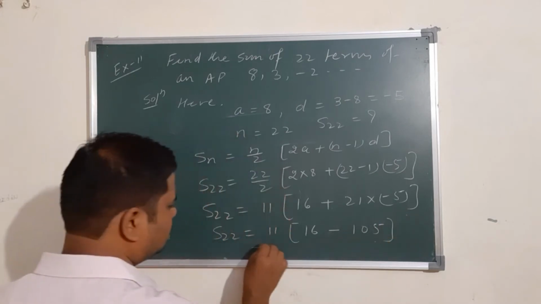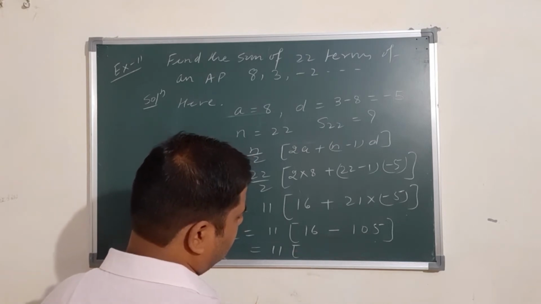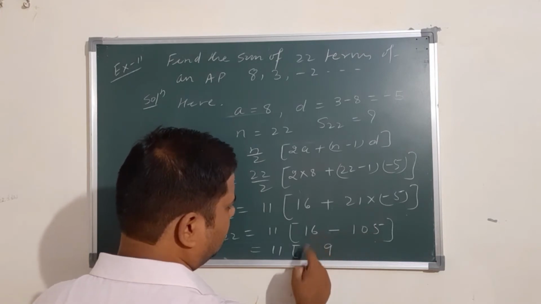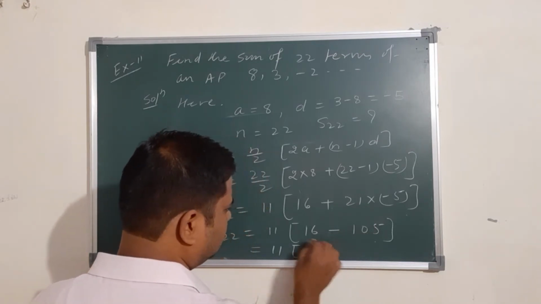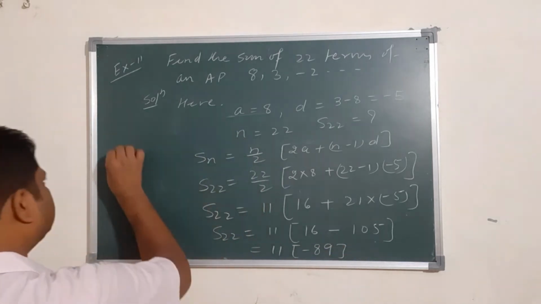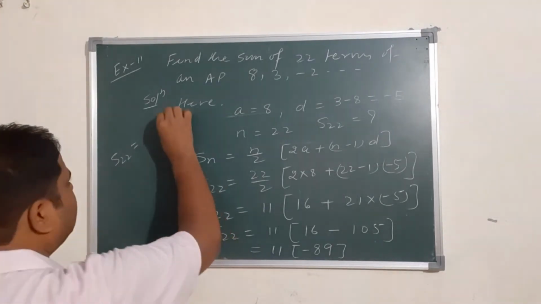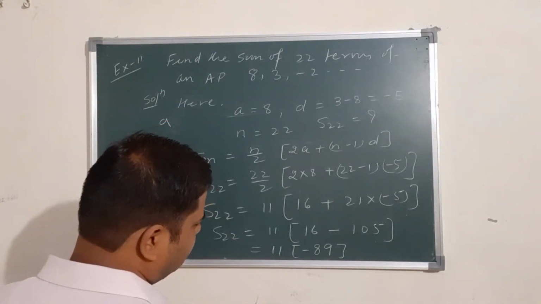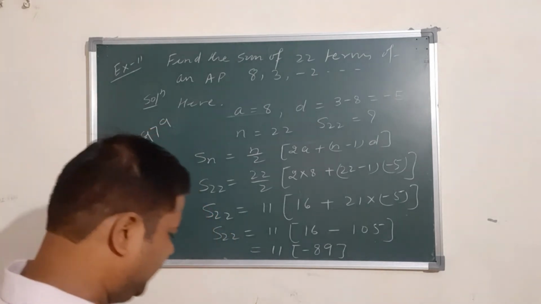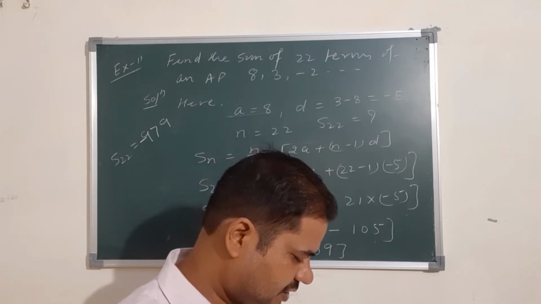So S22 is nothing but 11 into 16 minus 105. So this is 11 into minus 89. So S22 is nothing but minus 89 into 11, 11 nines are 99, and 11 eights are 88, and 9 plus 8 is 17. So this is minus 979. This is the sum of those particular terms.